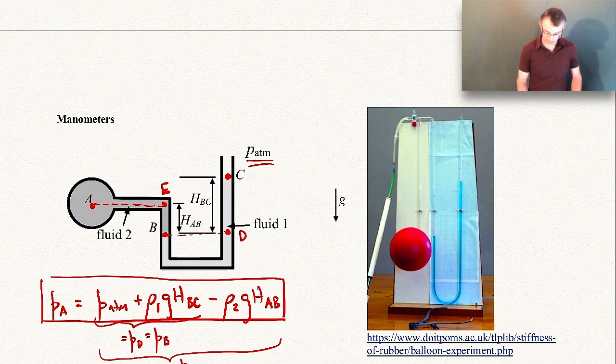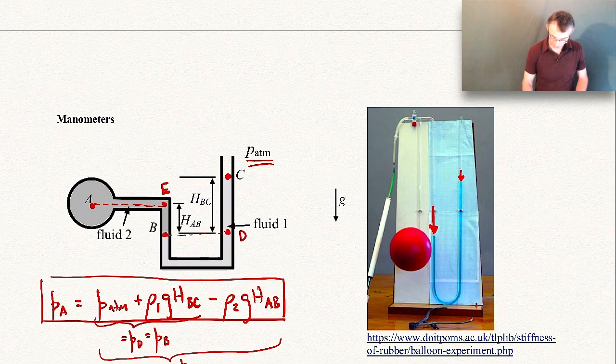And you can see the pressure in the balloon is higher than atmospheric pressure because it's pushing down on this side more than over here. So the pressure here is larger pushing down than the pressure here, which is atmospheric pressure. So the pressure in the balloon is larger than atmospheric pressure.